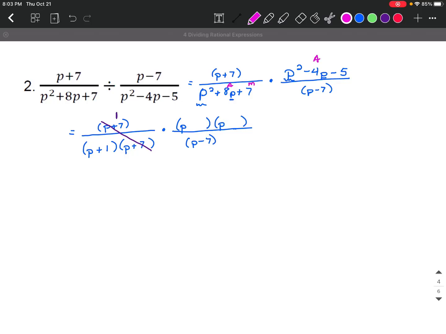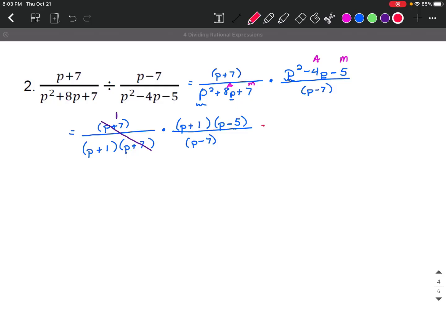I am factoring. So I need two numbers that multiply to negative 5. If they multiply to negative 5, they have to have different signs. And because they're adding to negative 4, the bigger number is going to be negative, the smaller number is going to be positive. The only numbers that multiply to 5 are 1 and 5. And if I make the 1 positive and the 5 negative, they will add to negative 4.